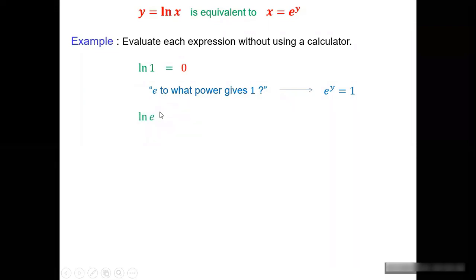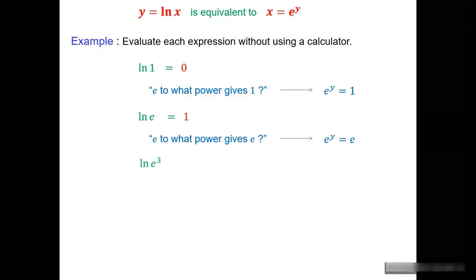How about ln of e? Well, remember the base is e, even though we don't see it. So this is saying e raised to what power gives me e again. E to what power is going to get me right back to e. Well, we should see that that power would have to be 1, which is why the natural log of e is equal to 1.